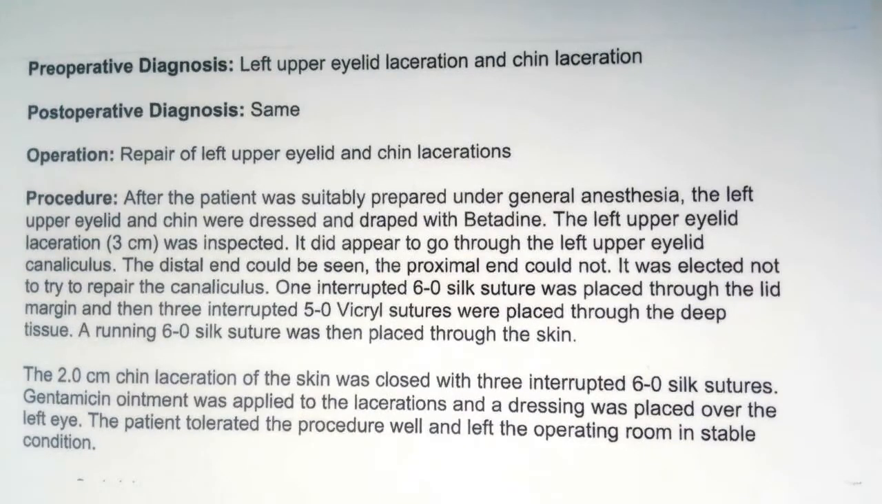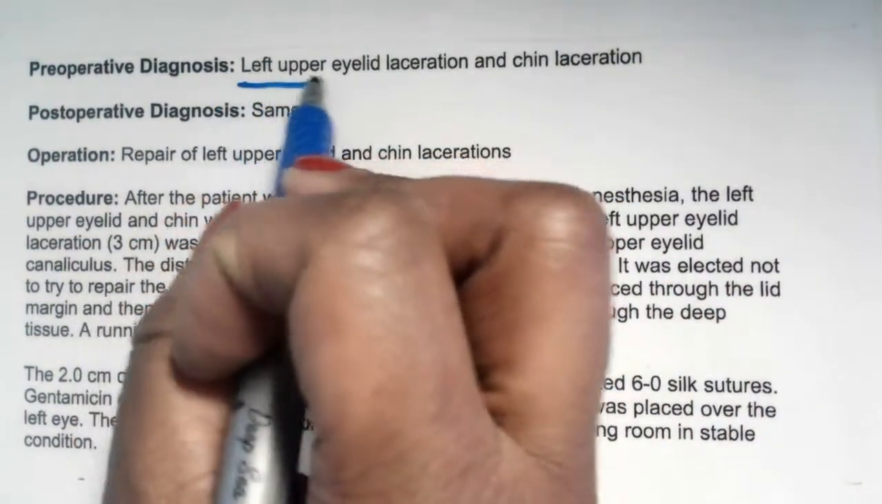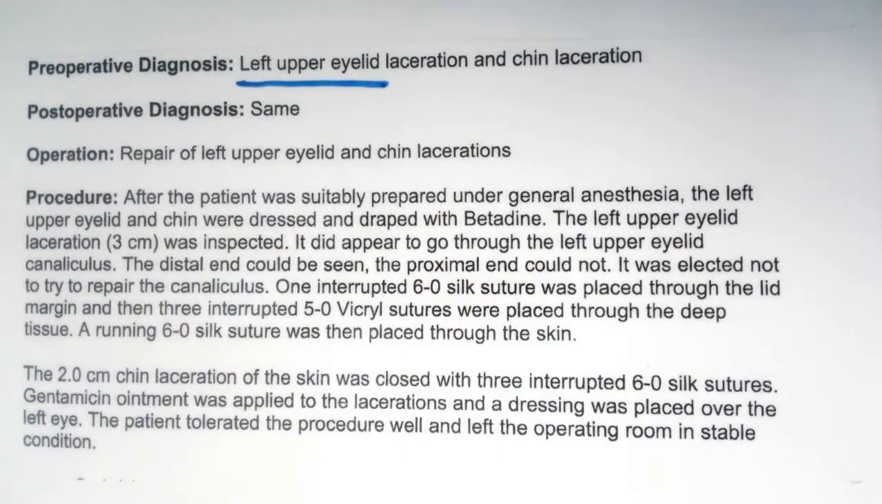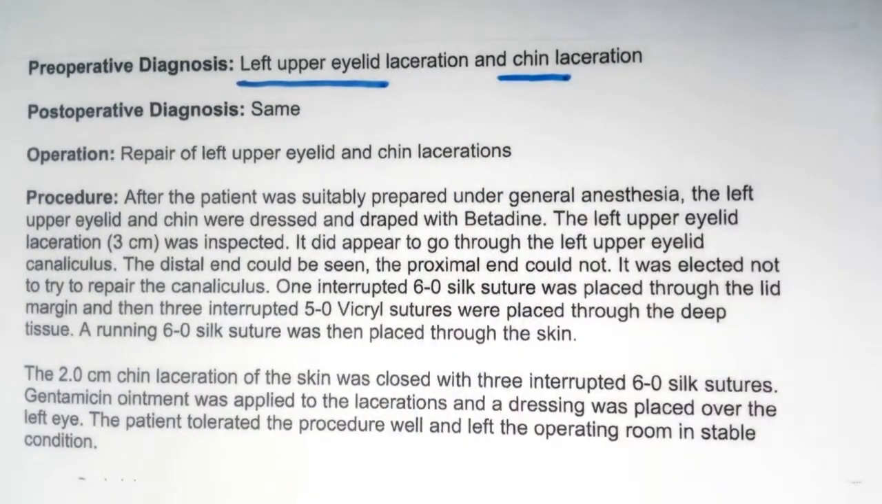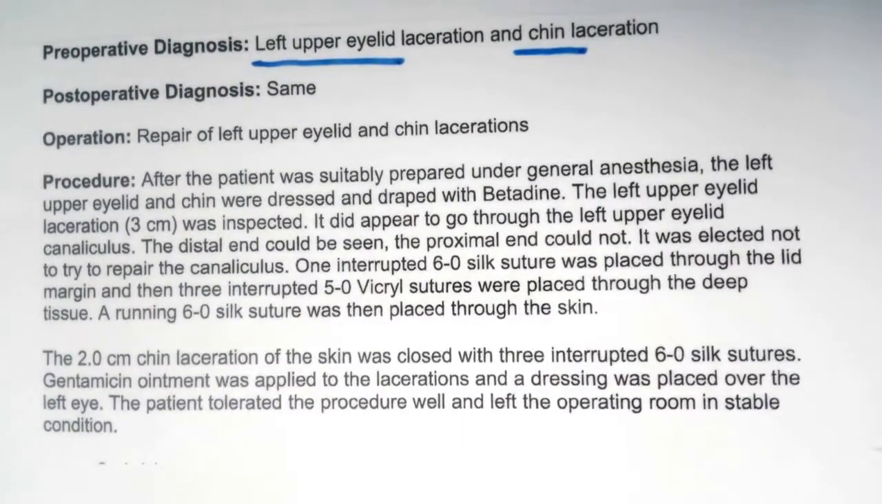So today we have a patient that has a left upper eyelid laceration and a chin laceration. By now, guys, you should be very familiar with your coding guidelines. Your coding guidelines are found in the very front of your ICD-10 PCS code manual. As you know, this patient is having a laceration, and our goal is to code the procedure or procedures that are trying to solve the problem of the laceration.